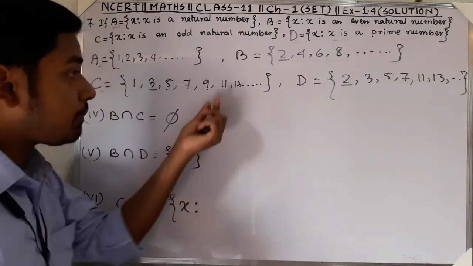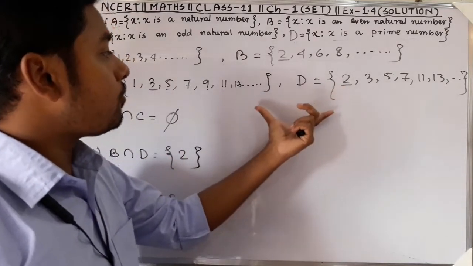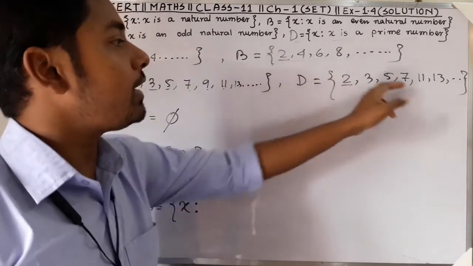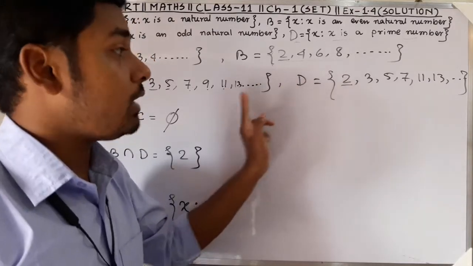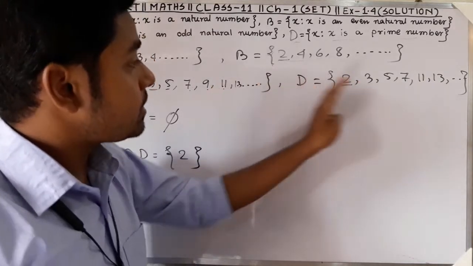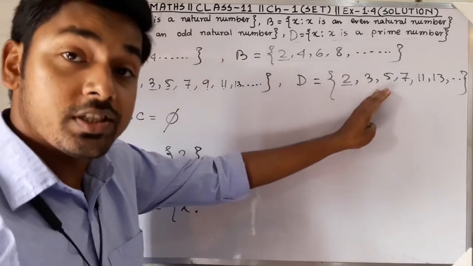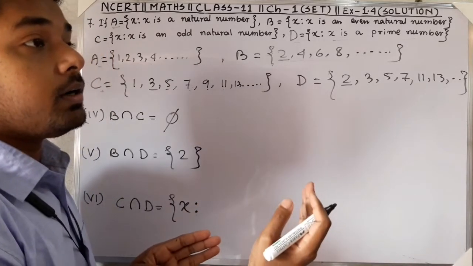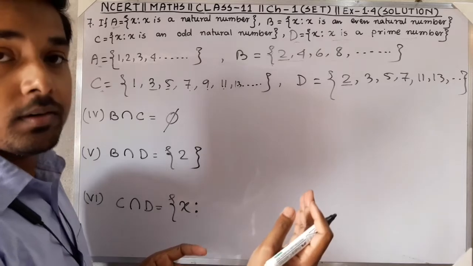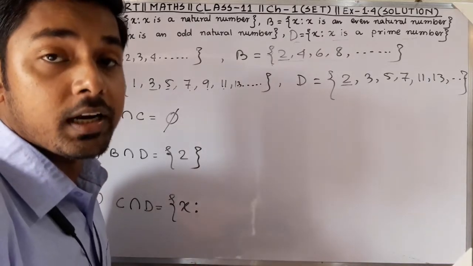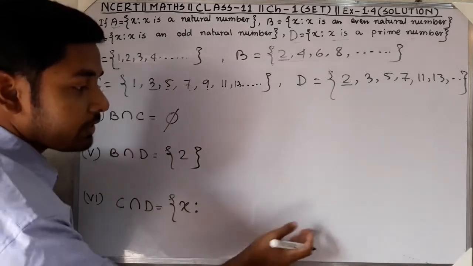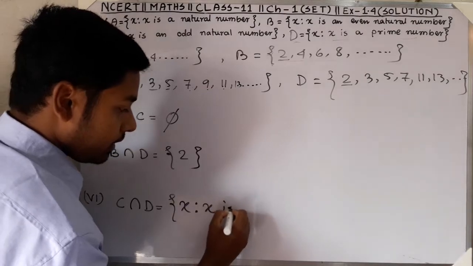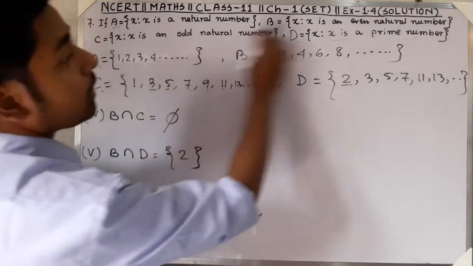Correct? In this type of question you cannot write all the elements, because both are infinite sets. There are some elements that are common in both sets, but you cannot write all of them and you do not have a proper way to find the common elements. So in that case you have to write the set builder form. And what is the set builder form? {x such that x is an odd prime number}.